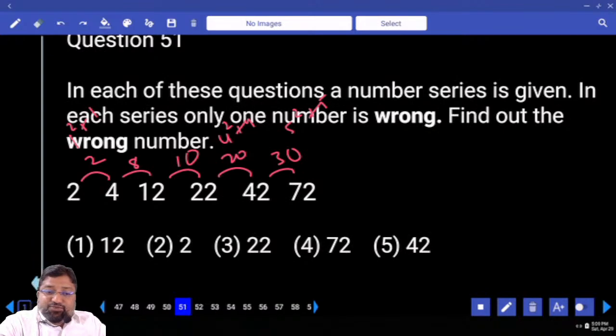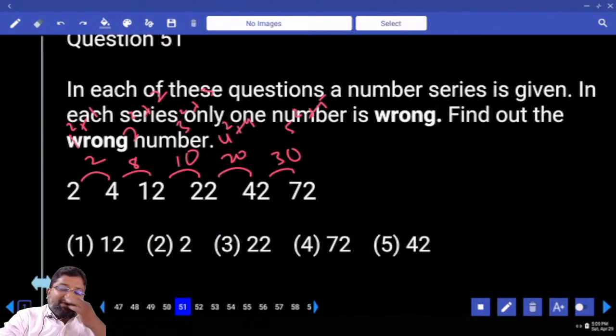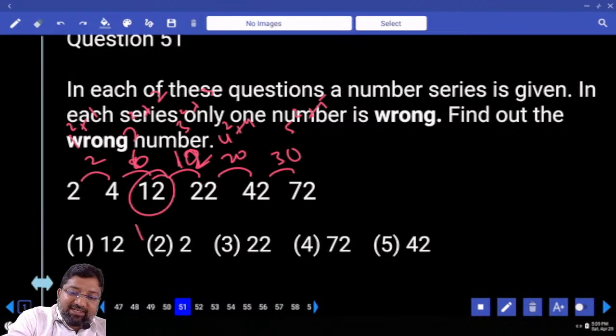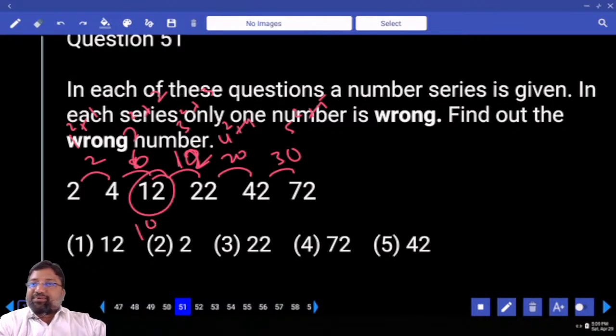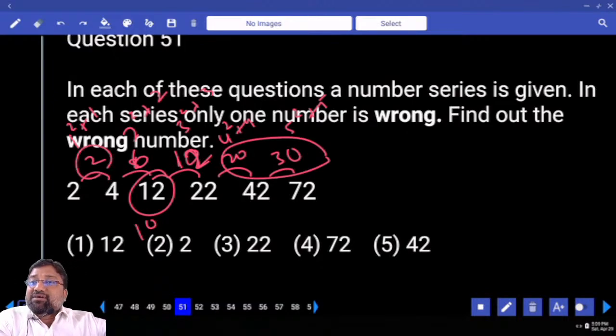2 square plus 2, then 3 square plus 3. 2 square plus 2 is 6. 3 square plus 3 is 12. How many changes did I make? 2 changes. 4 plus 6 is 10. 10 plus 12 is 22. Done. So whenever there is a wrong number somewhere in the middle, how many changes do we make? 2 changes. Looking at this 10 and this 2, we decided what the logic should be.